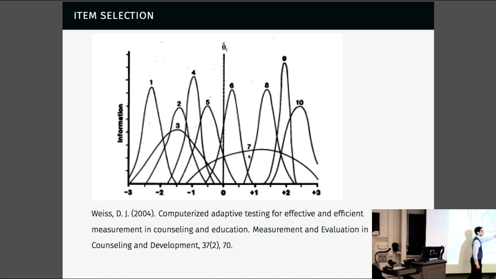And then we refine our estimate of theta by finding the maximum likelihood estimate. Let's say the student gets it wrong, so it ends up somewhere over here. Then we look, OK, maybe 2 gives us the most information. So we give item 2. And then we repeat this process. Does that make sense?